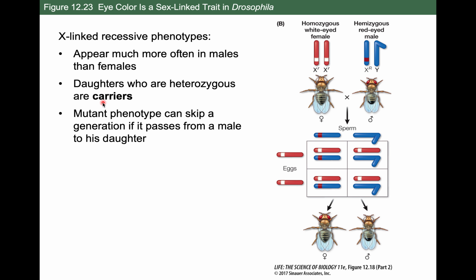Yeah, so this term carrier, we've seen this before, right? So these are going to be people that really in any instance, whether you're talking sex linkage or not, but an organism that carries a recessive allele and could pass it on, but doesn't actually have that particular phenotype.